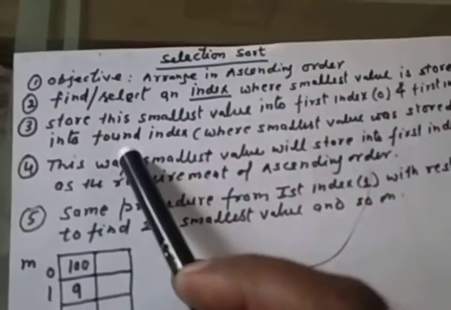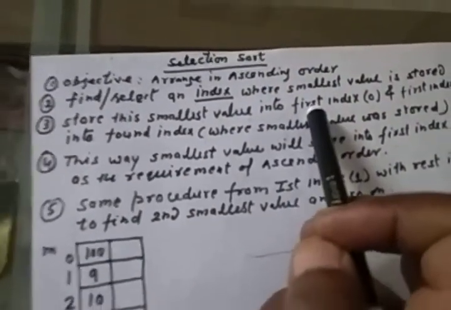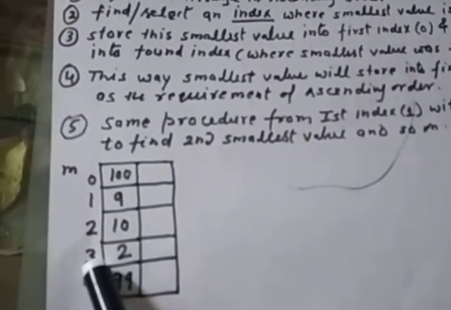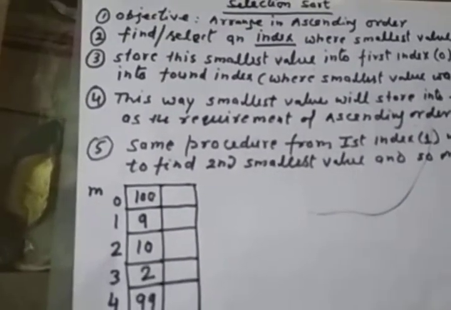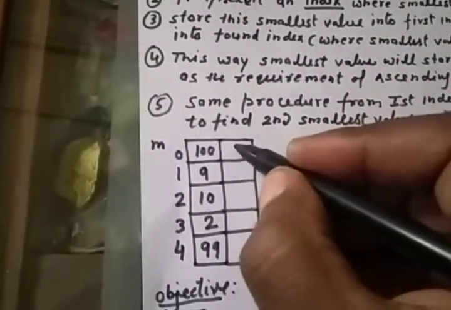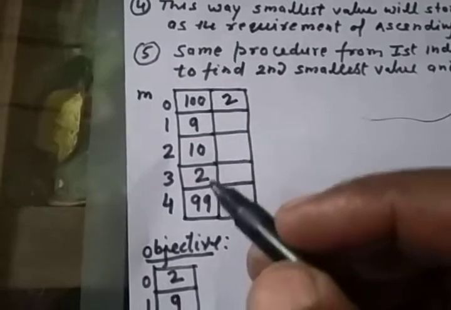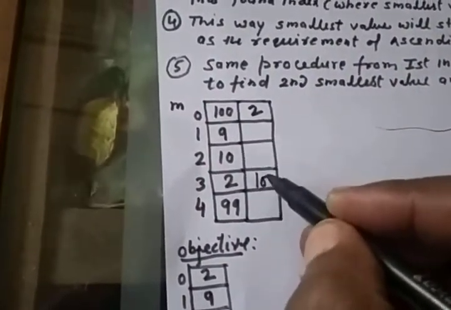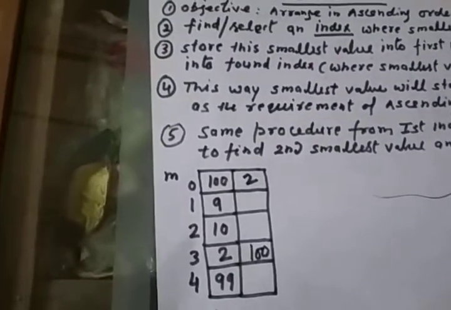Third is to store this smallest value into the first index. After getting it, because we got it at index 3, what will we do? We will store 2 at the 0 location, and 100 at the third location. Are you getting me? Okay, so this is the key point.